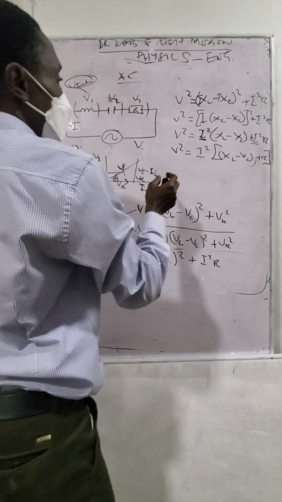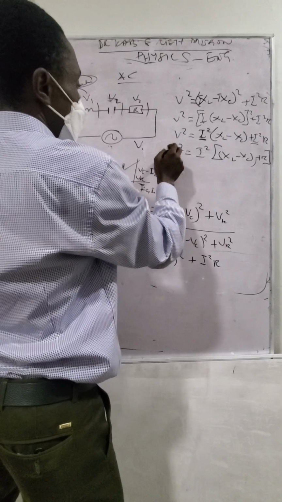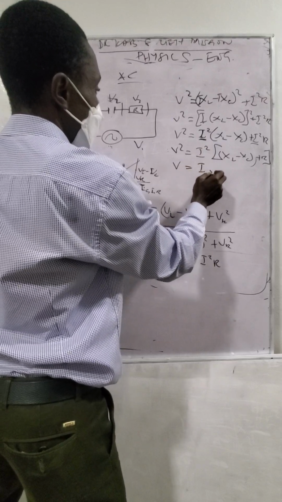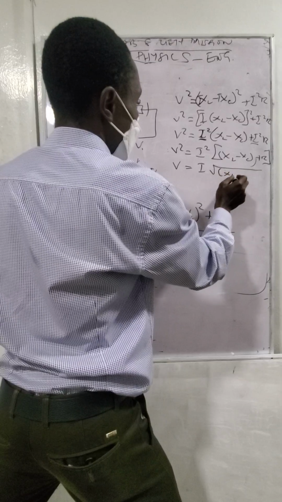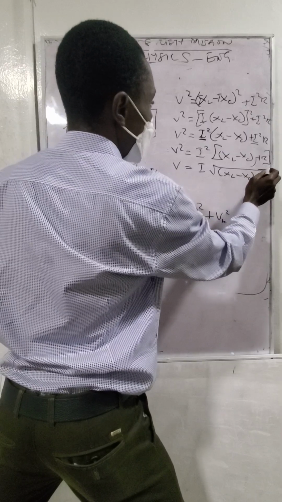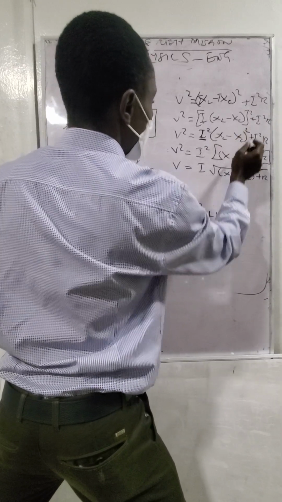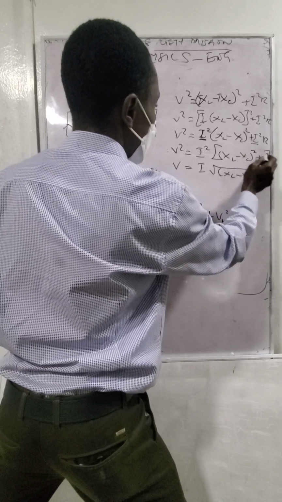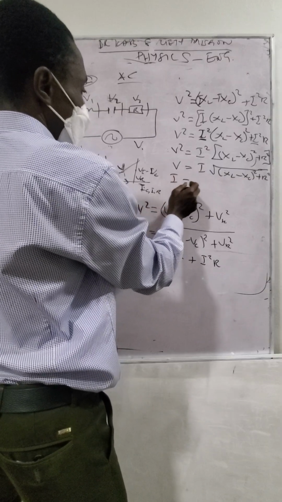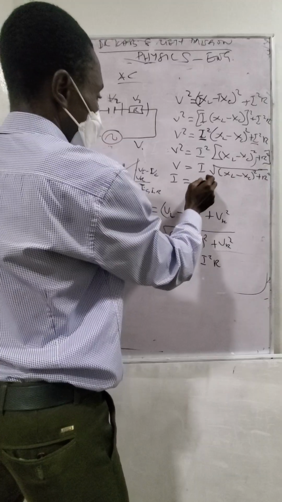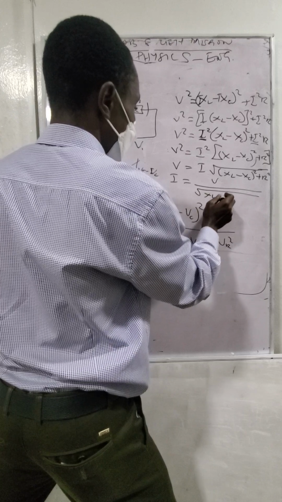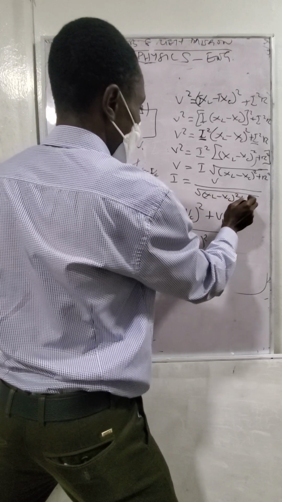So what will happen? We find the square root of that. Square root of this will give us V, square root of this will give us I, and then we have the square root of (X_L minus X_C) plus R. Sorry, they are squared, so let's put a square there. So that I will be equal to what? V over the square root of (X_L minus X_C) squared plus R squared.